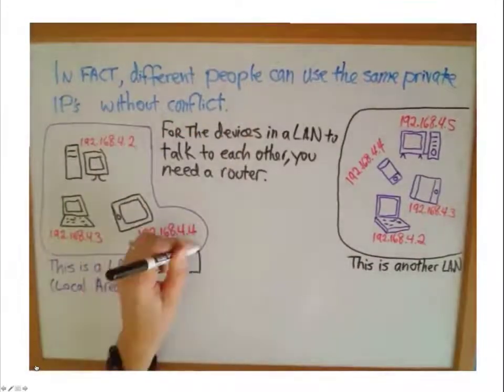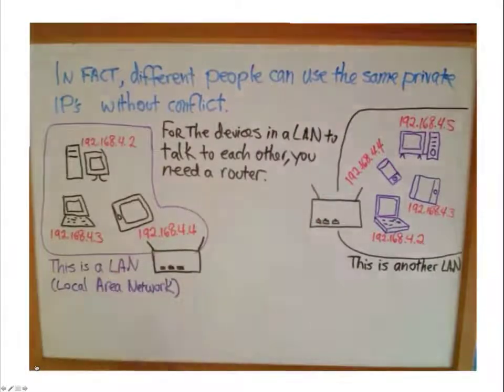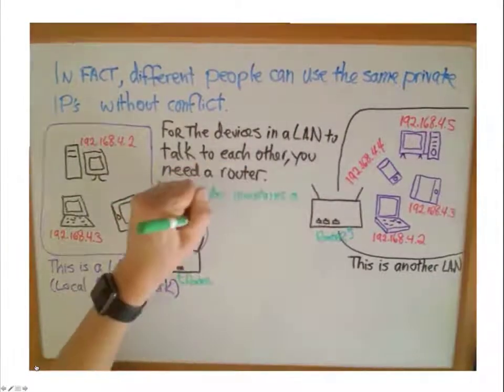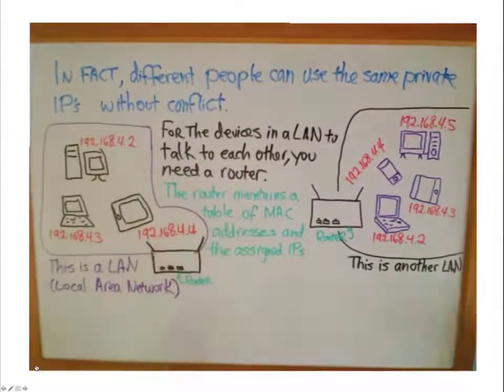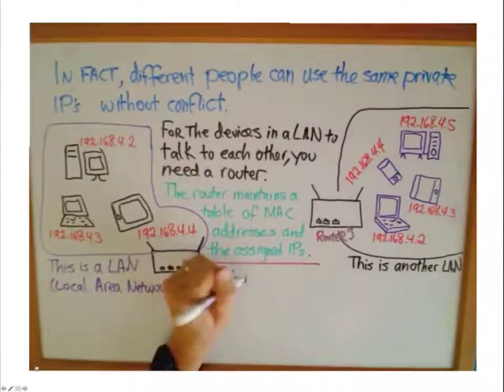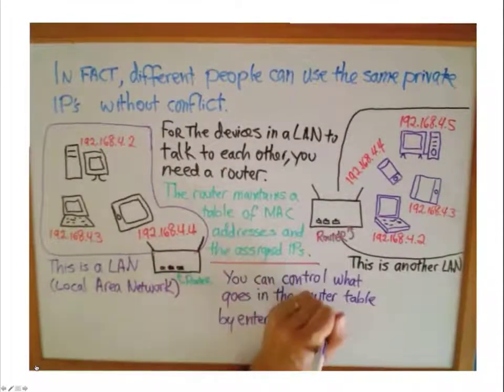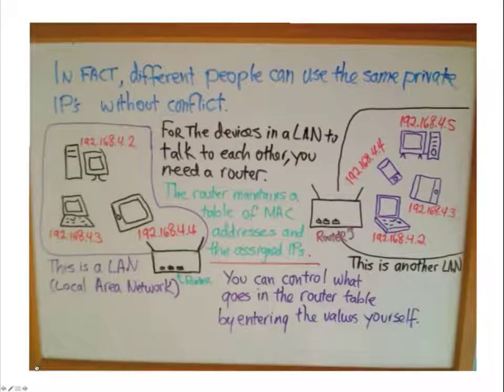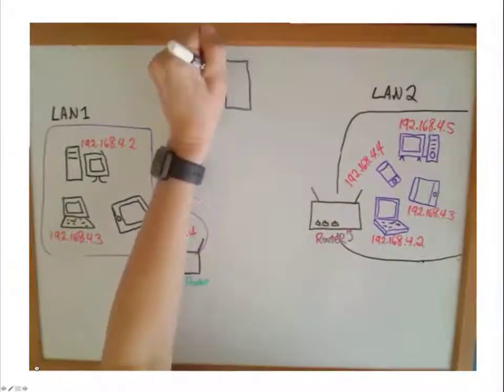For the devices in a LAN to talk to each other, you need a router. The router maintains a table of MAC addresses and the assigned IP addresses. You can control what goes in the router table by entering the values yourself.